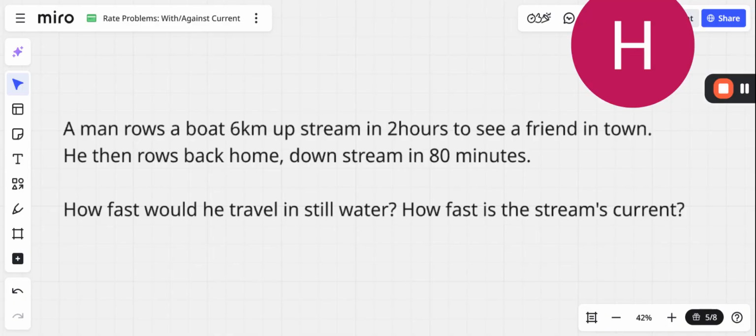This is math from the void. Math coming at you pretty much out of nowhere. And today we have a problem involving current. These are called rate problems.